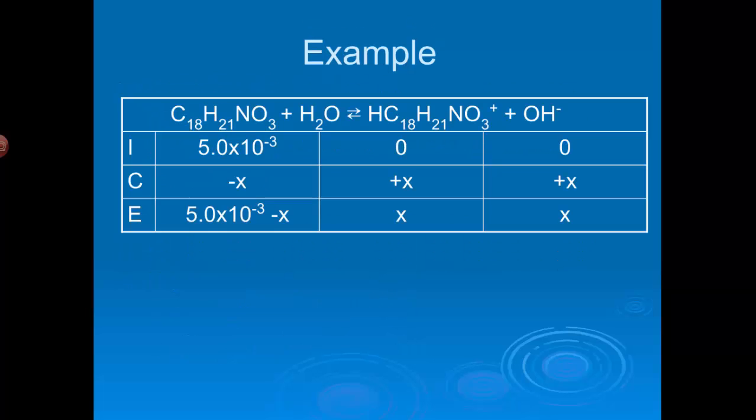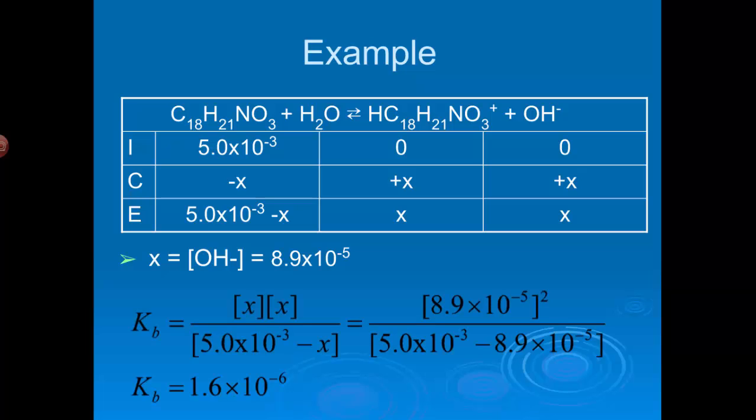So when I create my ICE table then, my initial concentration of codeine is there. There's nothing, no protonated, no conjugate acid, no hydroxide at the beginning. The change is still, this is a monoprotic exchange, one hydrogen ion exchange, so it's minus X, plus X, plus X. That gives me 5.0 times 10 to the minus 3 minus X, and X and X, but we know what X is. We know the hydroxide ion concentration. We just calculated that, so I can plug that into my expression now, and I can find my Kb is 1.6 times 10 to the minus 6.